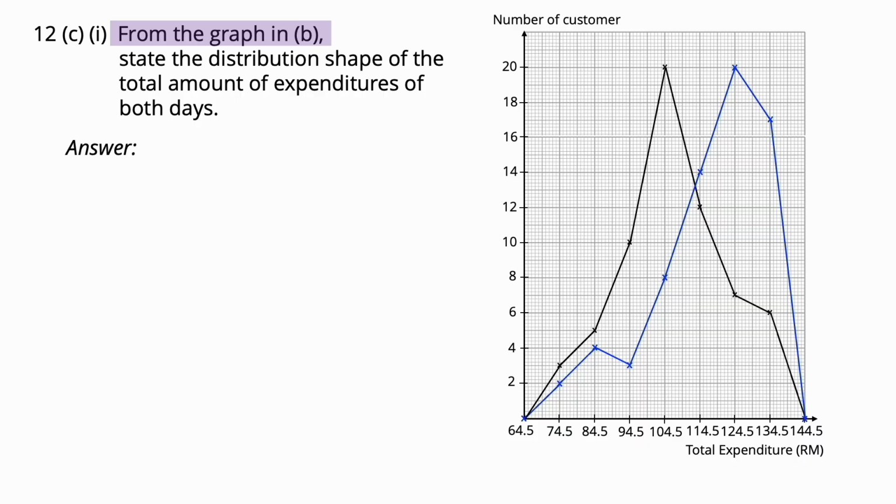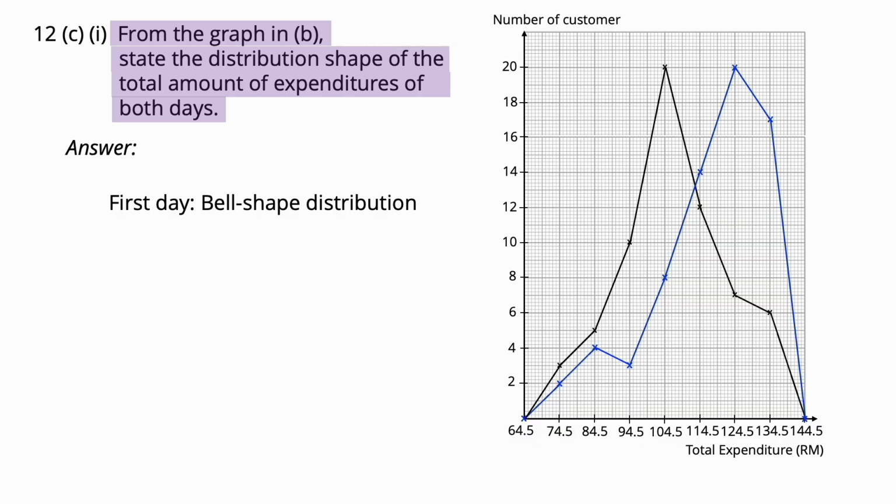C1. From the graph in B, state the distribution shape of the total amount of expenditures of both days. The first day is a bell-shaped distribution. The second day is a left-skewed distribution.